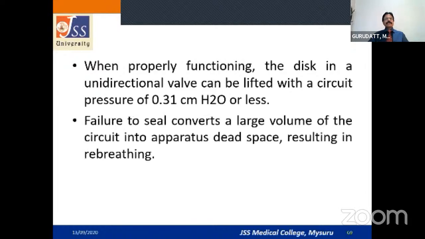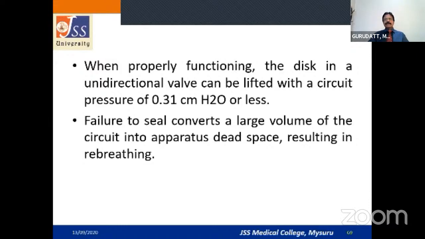Why it's very important: suppose the unidirectional valve is not functioning properly, and the disc keeps open, whether during inspiration or expiration, then a large volume of the circuit can become apparatus dead space. That's the reason why these valves have to be checked before starting our anesthesia.